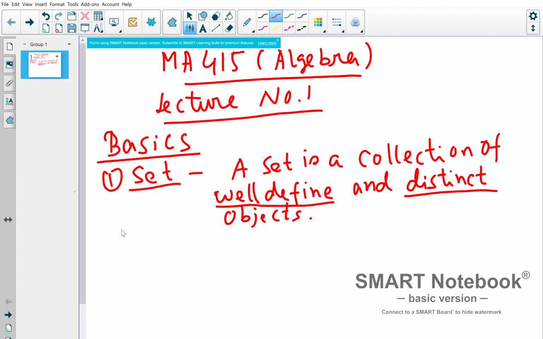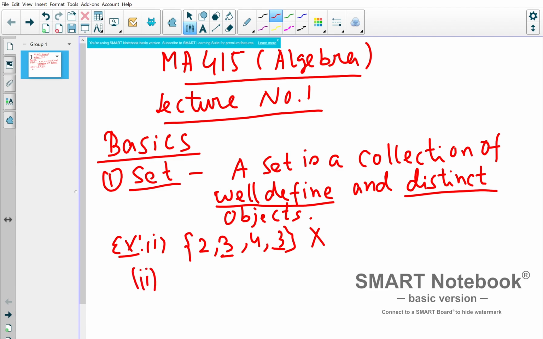So what does distinct mean? The elements of the set must all be different. For example, if you have a collection 2, 3, 4, 3, then it is not a set because the 3 is repeated here. Similarly, well-definedness means that the elements of the collection must be defined properly.